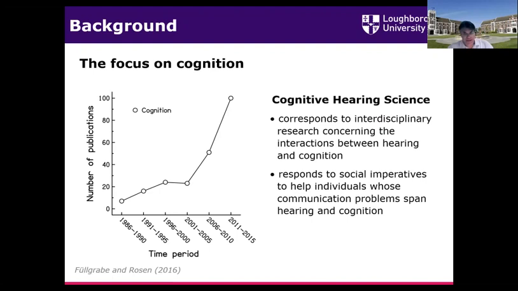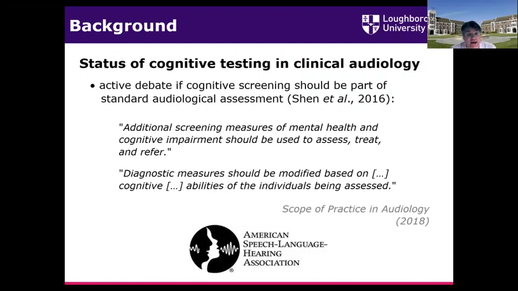In audiology, there's actually currently an active debate about the possible widening of the responsibilities of the audiologist, for example, to include the assessment of the patient's cognitive functioning. For instance, the American Speech-Language-Hearing Association advocates in their recently updated scope of practice in audiology document that in addition to audiological diagnostic measures, screening measures of mental health and cognitive impairment should be used to assess, to treat, and to refer the patient, and that audiological outcomes need to be interpreted in the light of the patient's cognitive status, and that in the longer run, audiological diagnostic measures should be modified based on the cognitive abilities of the individuals being assessed. So you can see that cognition and its assessment is kind of omnipresent.